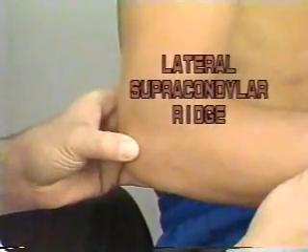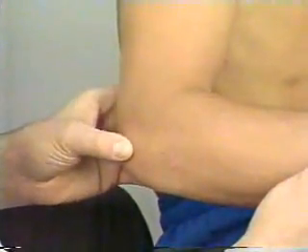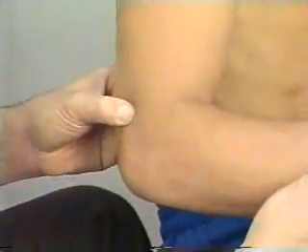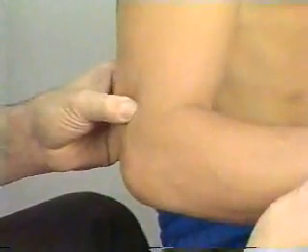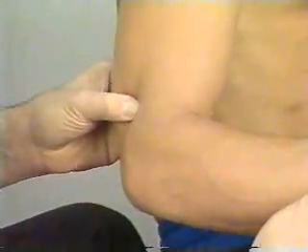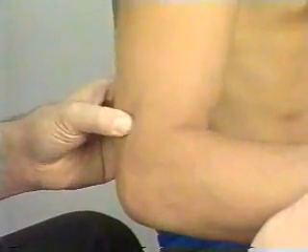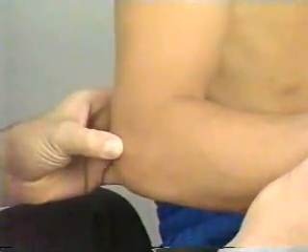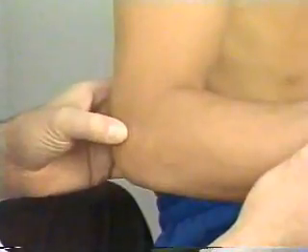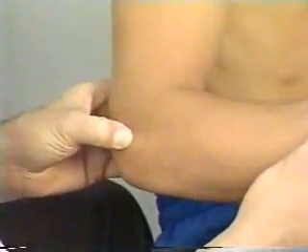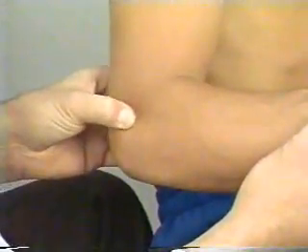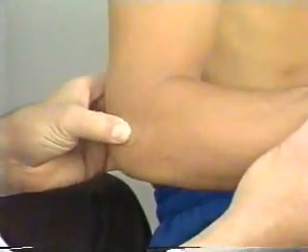Lateral supracondylar ridge. Palpate proximally to the lateral epicondyle, and the examiner can appreciate a sharp edge on the lateral aspect of the humerus, known as the lateral supracondylar ridge. Radial head. Return to the prominence of the lateral epicondyle. Palpating in line with the forearm, approximately 1 centimeter distal to the lateral epicondyle, the examiner notes a depression. This is the location of the humeral radial joint.